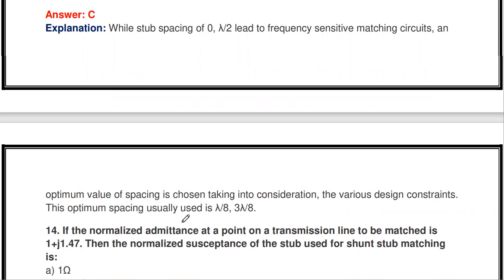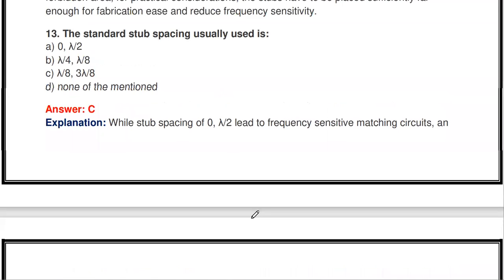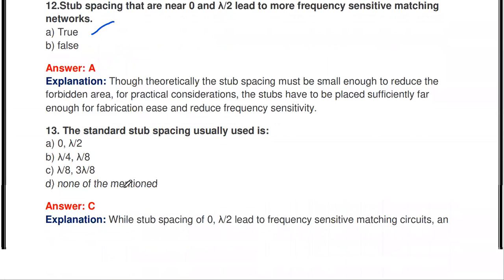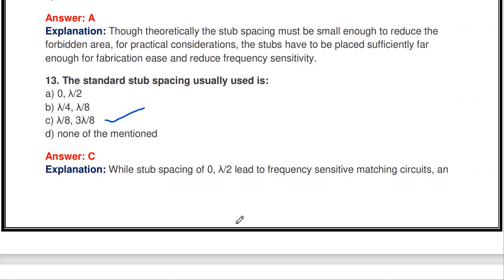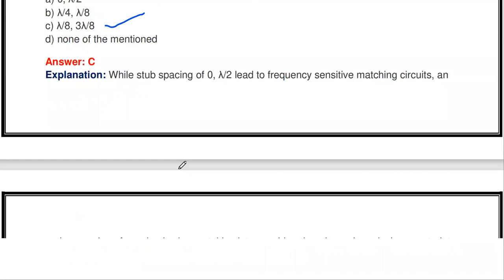So the optimum spacing used is lambda by 8, 3 lambda by 8. So the standard stub spacing is lambda by 8, 3 lambda by 8. If you choose 0 or lambda by 2, it provides a frequency sensitive matching circuit.